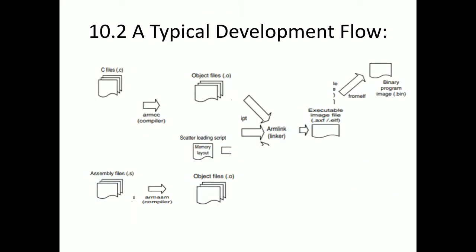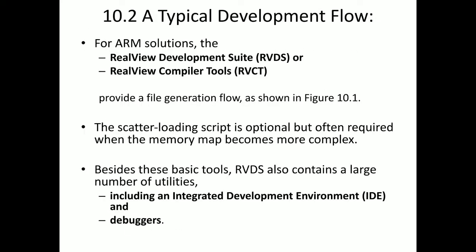Okay, we'll come back to the 2 points we have left. The 2 points we left is the scatter loading script, and about the basic tools, we saw the importance of the scatter loading script. It is very important to map with the memory.